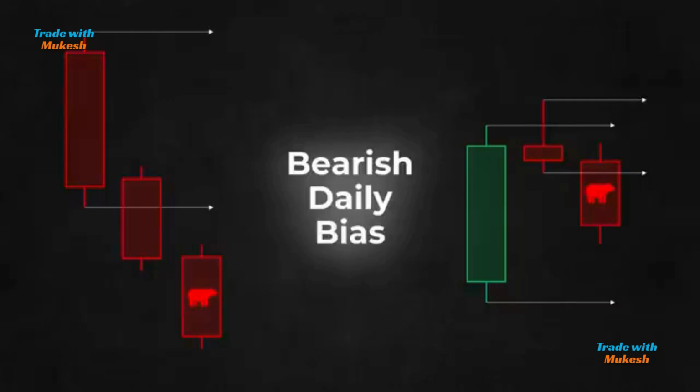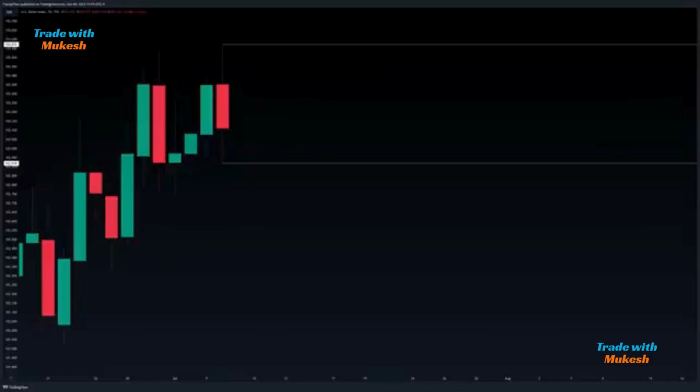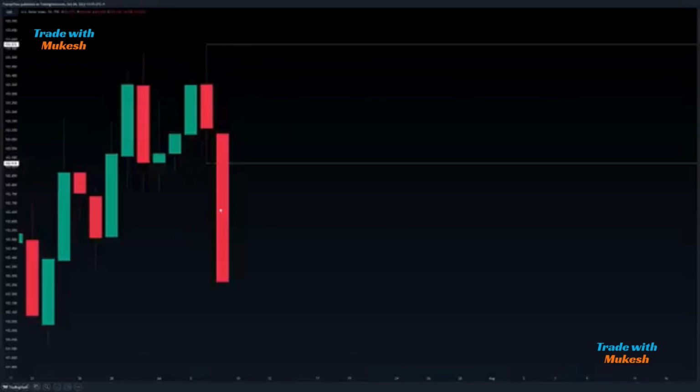So let's take the daily chart of the dollar index to see how this works. Let's say we begin with this current candle. The first step is to mark out the high and low. Moving on to the next candle, we can see that it broke and closed below the previous day's low. So we have a bearish bias for the next day.